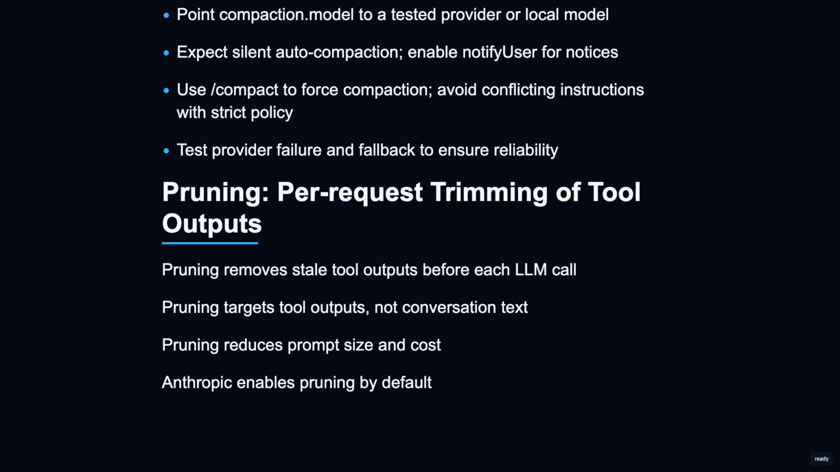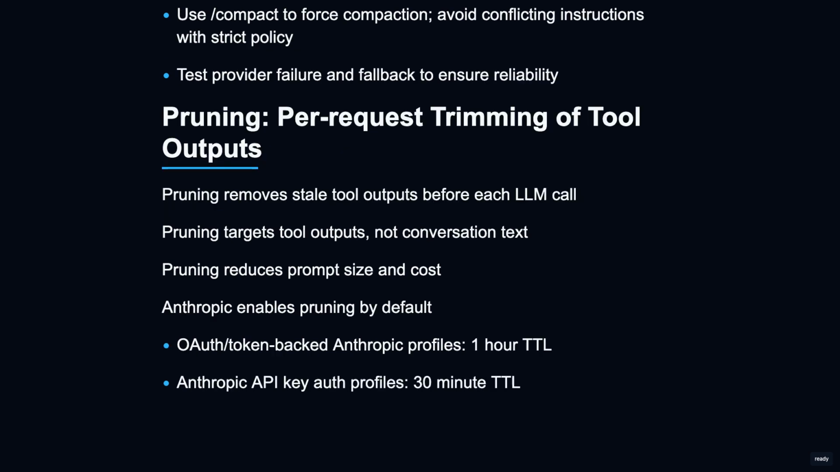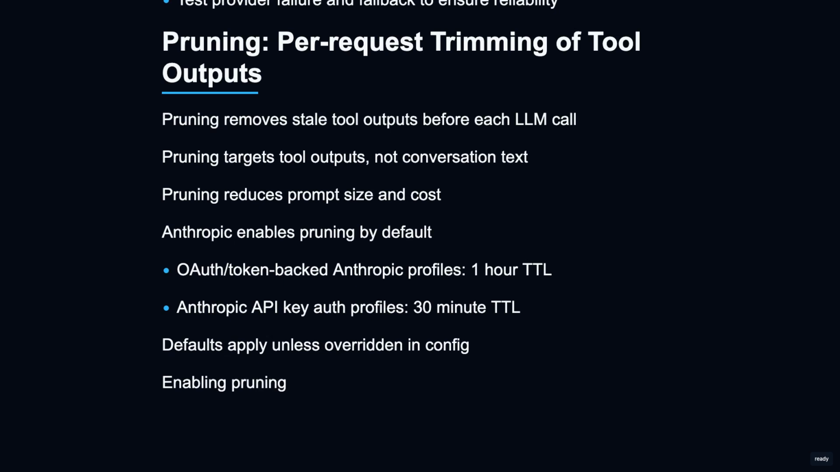OpenCLAW automatically enables pruning for Anthropic authentication profiles, applying default time-to-live values to manage tool output retention. For OAuth or token-backed Anthropic profiles, pruning retains tool outputs for 1 hour before trimming them. For Anthropic API key profiles, the default pruning time to live is 30 minutes, balancing freshness and prompt size. These default pruning TTLs apply unless you explicitly override them in the agents.defaults.contextPruning configuration settings.